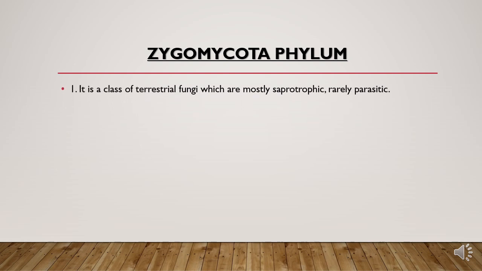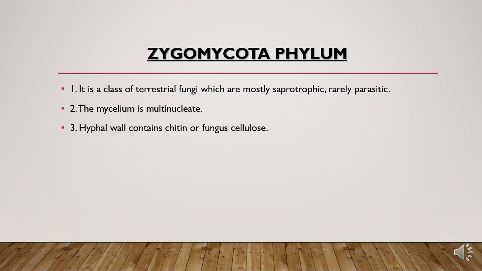To discuss further about the Zygomycota phylum, the first thing is that it is a class of terrestrial fungi which is mostly saprophytic, rarely parasitic. So they are rarely parasitic. Does it mean that they are not parasitic? The mycelium is multinucleate. By multinucleate, it contains numerous nuclei in it. The hypha wall contains chitin or fungus cellulose. So which means its wall is made up of chitin, which in this case is fungus cellulose.